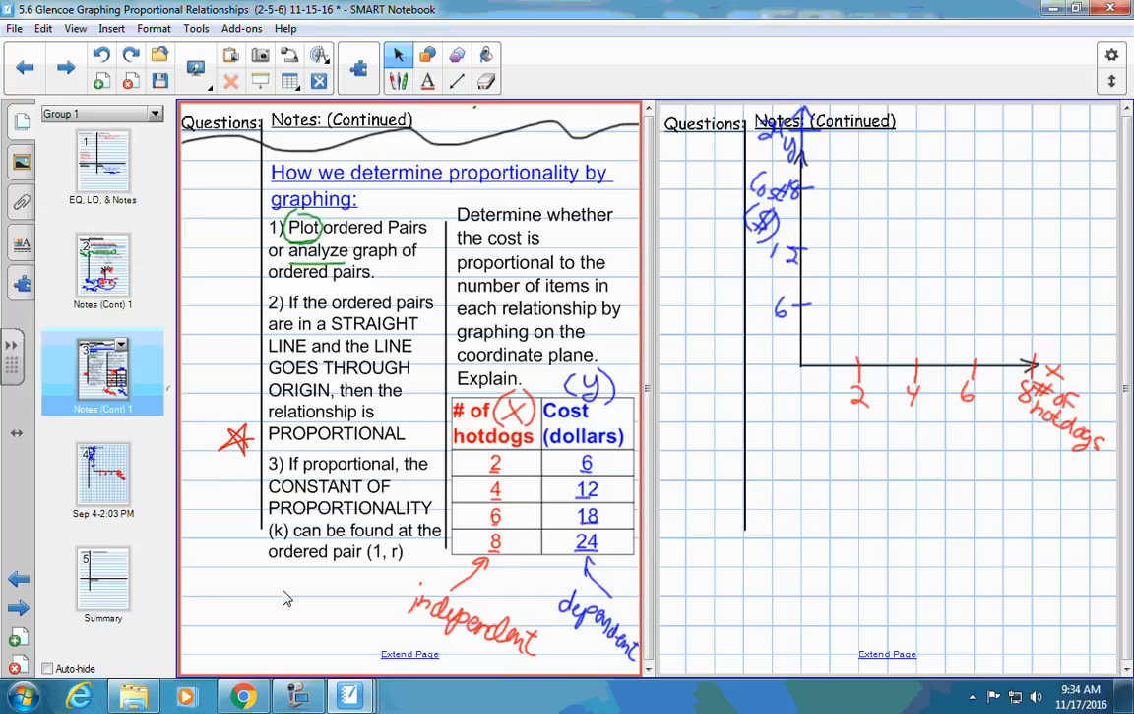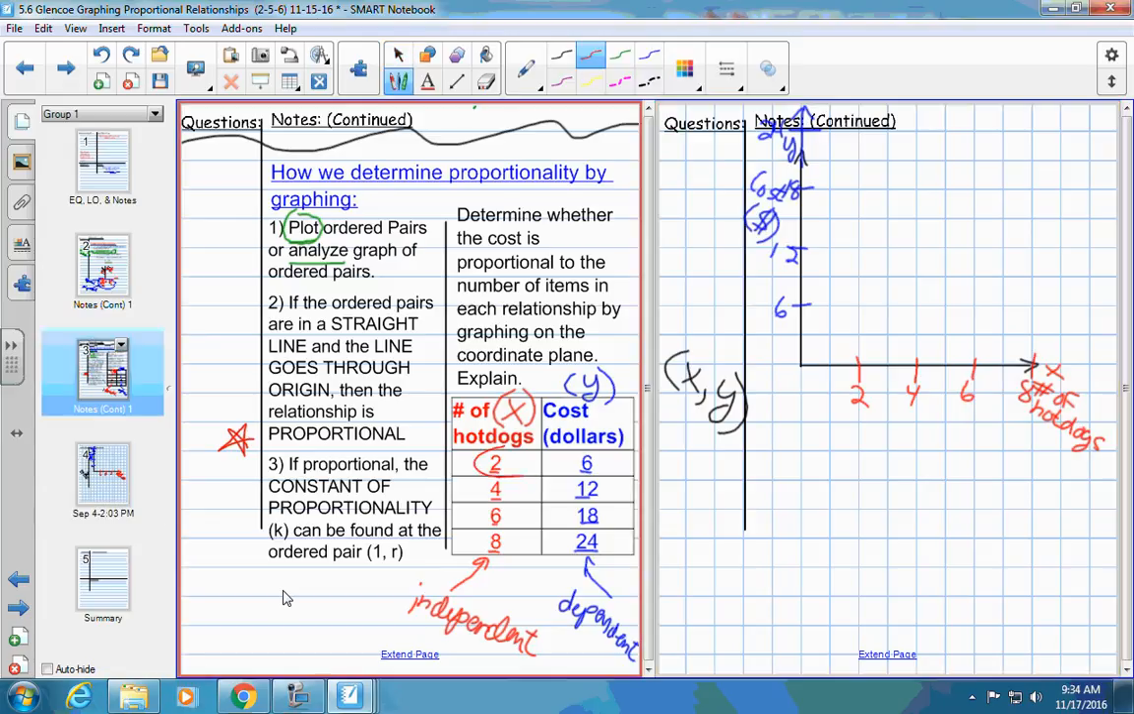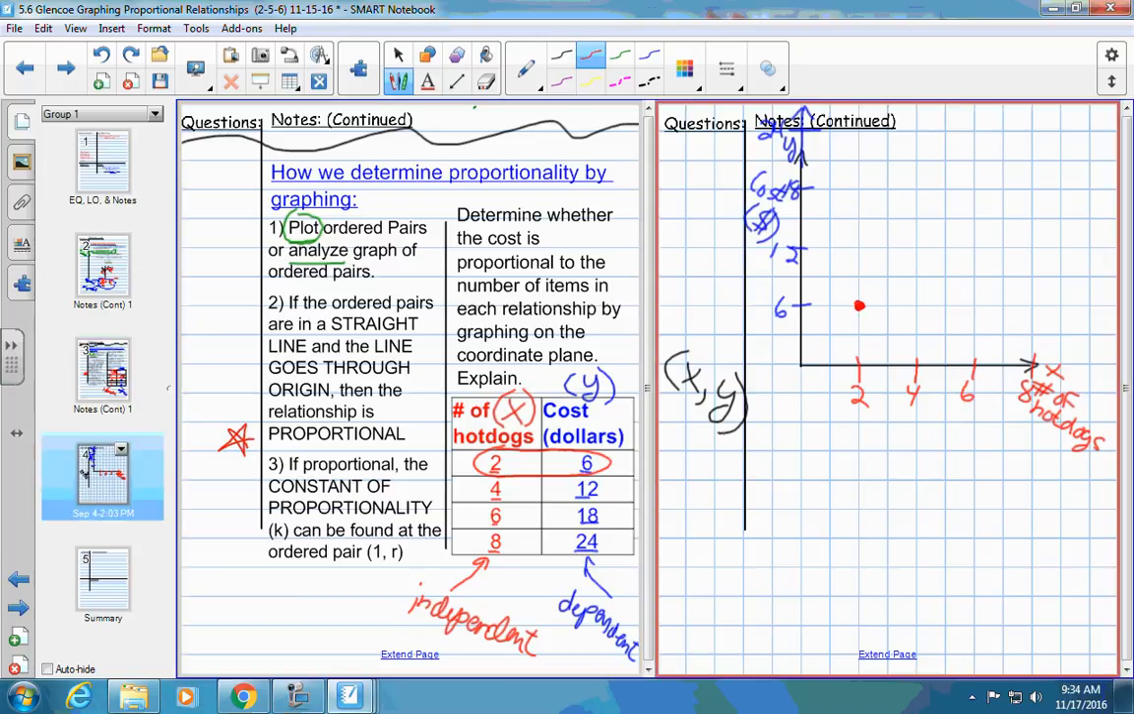And remember, an ordered pair is always going to be x, comma, y. And it gets its order from the alphabet. If you ever forget, the last 3 letters of our alphabet are x, y, z. Okay, so our first ordered pair is this 2, comma, 6. So we're putting those on our graph. We need to plot at 2 on the x-axis up to 6, and that's our first ordered pair placement.